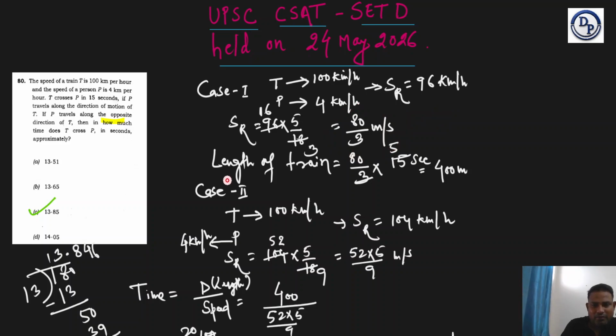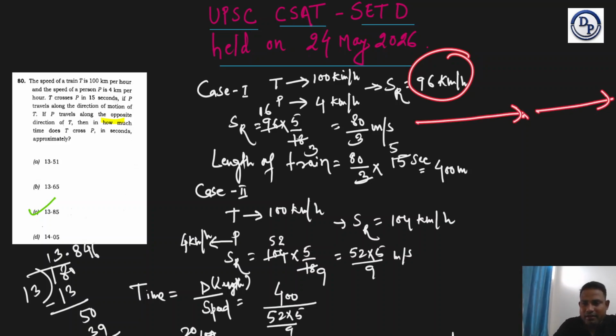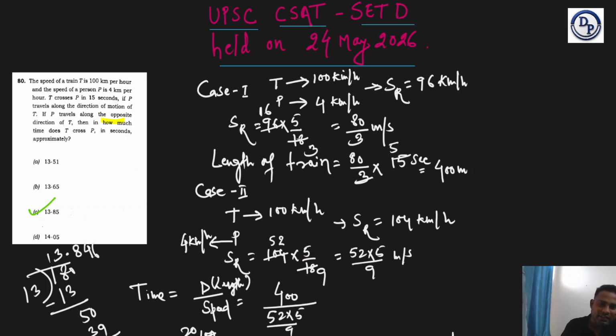Now we have to find the length of the train. If this is the man, we consider him stopped by making his speed 0 and considering the speed of the train as 96. Now that particular train has to cross this man, so the train has to travel its own distance, or its own length. So the length of the train is speed into time. This 50 seconds is given here, so now we get 400 meters. So we got the length of the train.